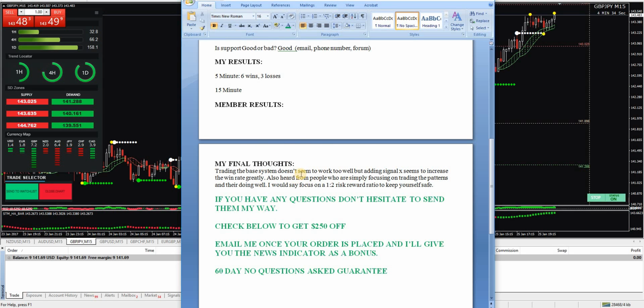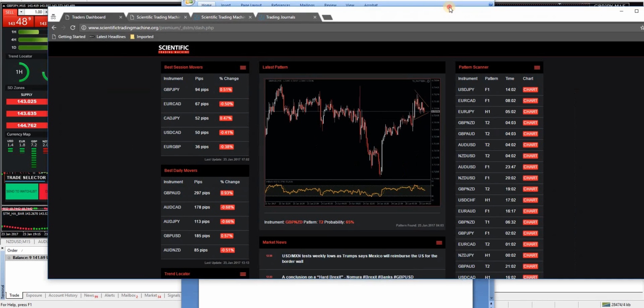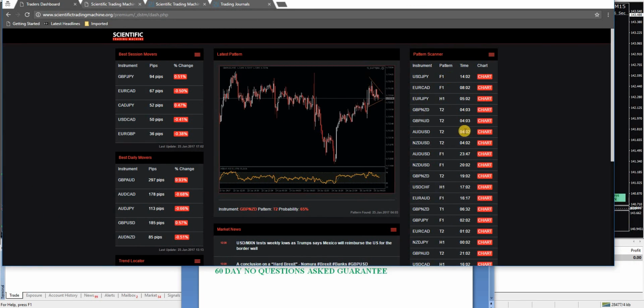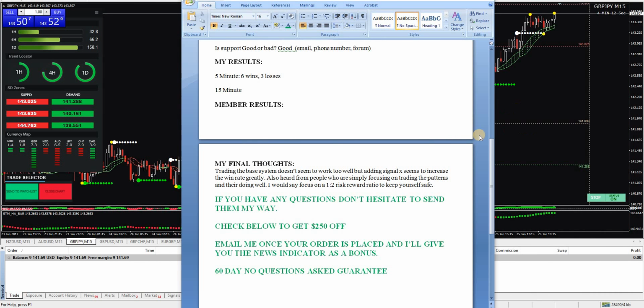Also heard from people who are simply focusing on the trading patterns, and that is in the member dashboard, which is right here. And these are the trading patterns. So I have heard from people that are simply focusing on these in their entirety. This is all they're focusing on, and they're doing extremely well with those. So that's another option that you guys have. Let's see here. I would also say to focus on a 1 to 2 risk to reward ratio just to keep yourself safe. So there you guys have it.